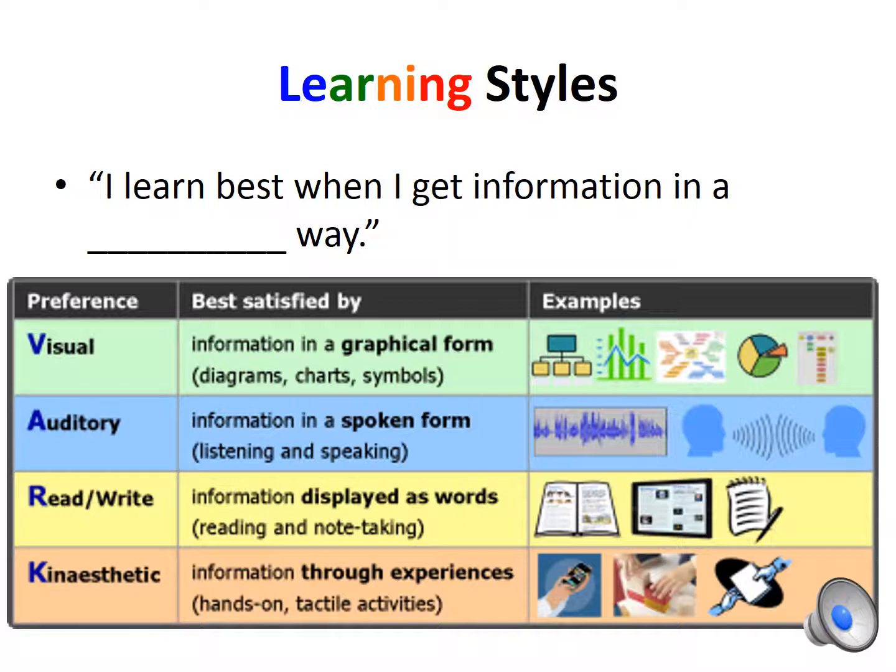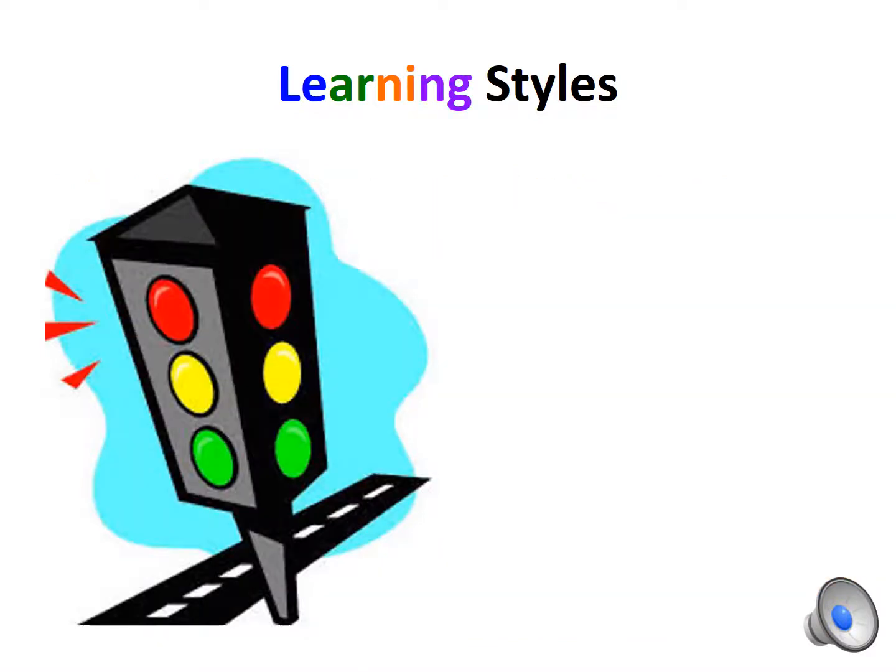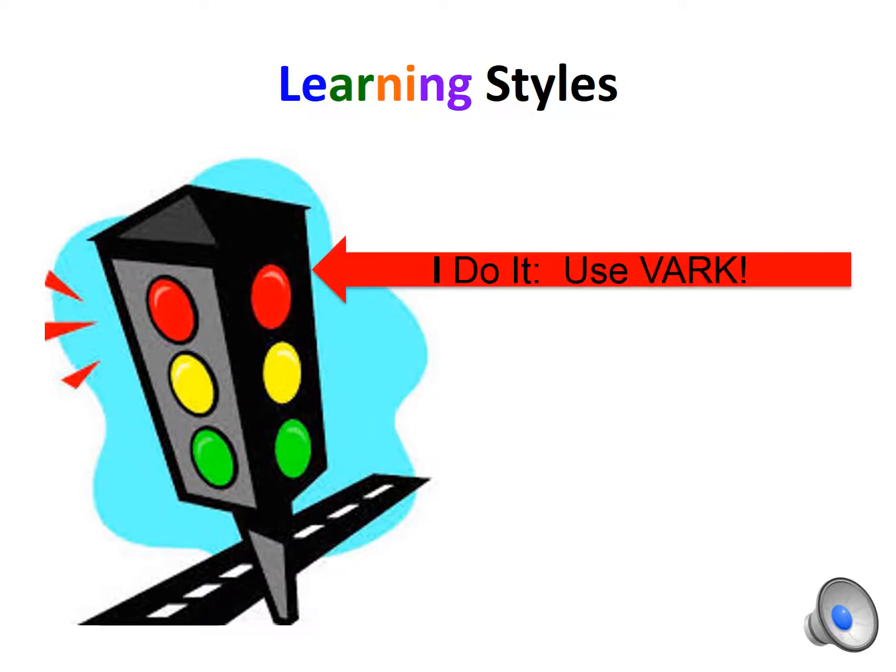There are 4 different learning styles: visual, auditory, reading and writing, and kinesthetic. Auditory means listening. Kinesthetic means moving. We call these styles VARK. V-A-R-K. You should use different learning styles when you teach everything in your class, but in this video, we'll look at how to use them with directions. They're especially useful with the I do stage.